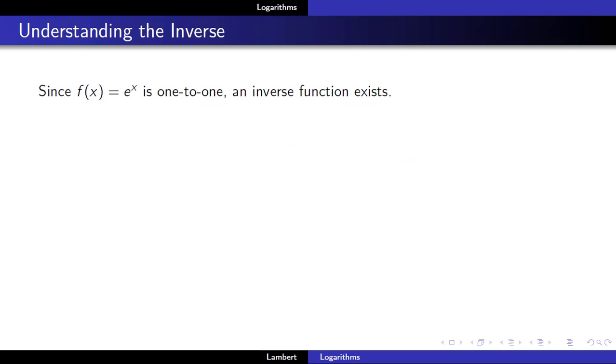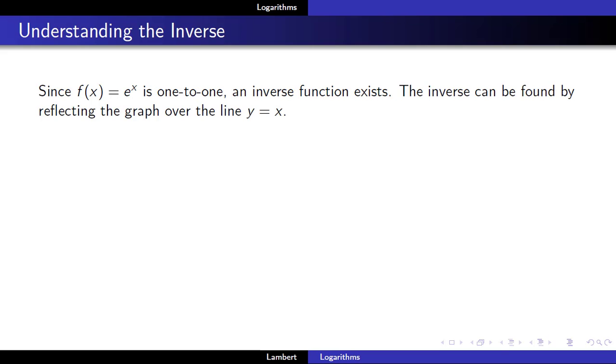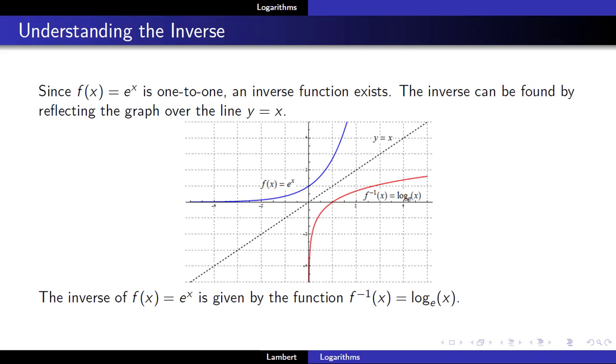So, with an inverse existing, we know we can reflect it over the line y equals x, basically reversing the roles of the x and y values. So if the point (a, b) appeared on the original curve, the point (b, a) would appear on the inverse. That means the inverse we can draw quite easily, and this is given a special name. Actually, we have a couple of different ways. Right now, we'll denote the inverse function by log with a base e of x.